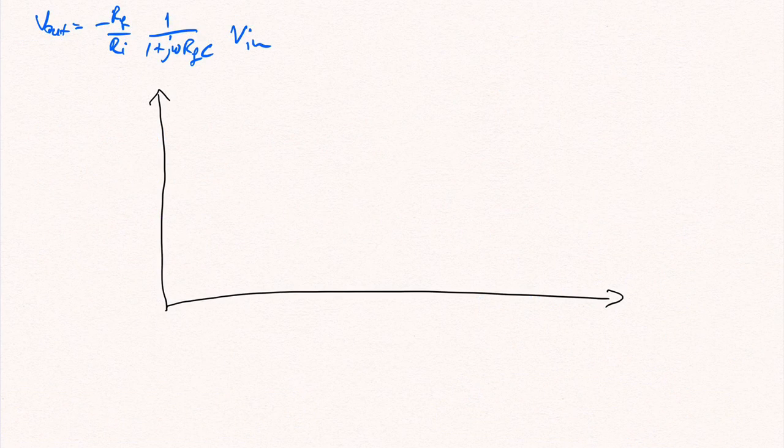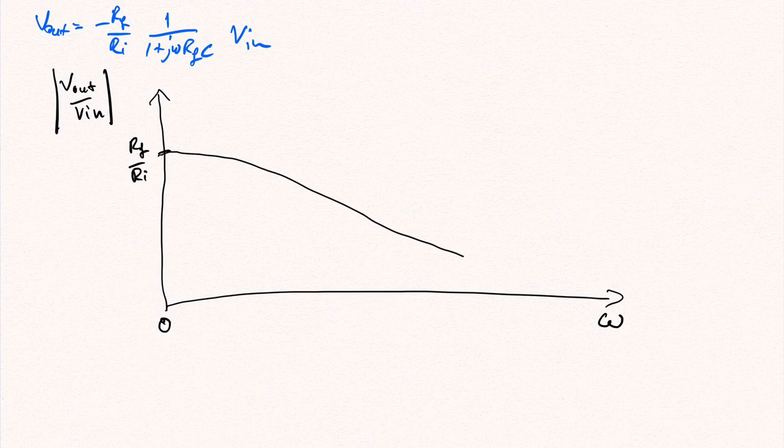To better understand the input-output relationship of this circuit, we will now draw the magnitude of Vout over Vin as a function of the frequency omega. For omega equals 0, the magnitude of Vout over Vin is simply Rf over Ri. As omega increases, the magnitude of Vout over Vin decreases and slowly approaches 0.